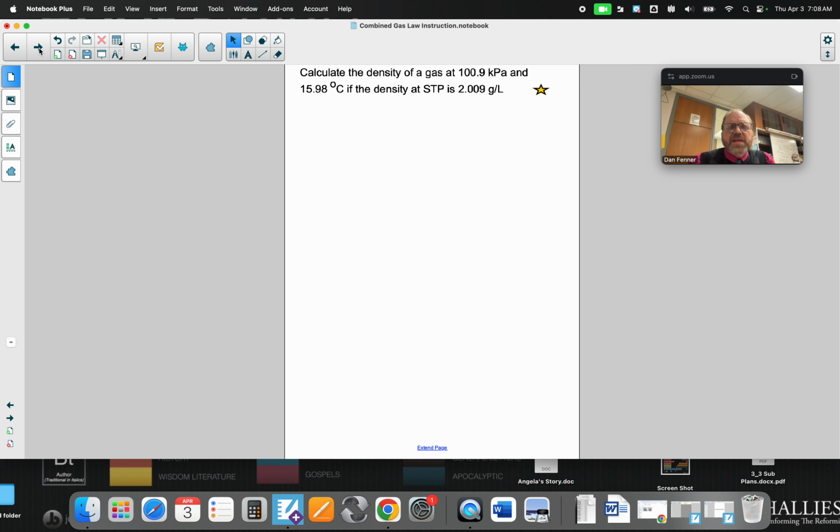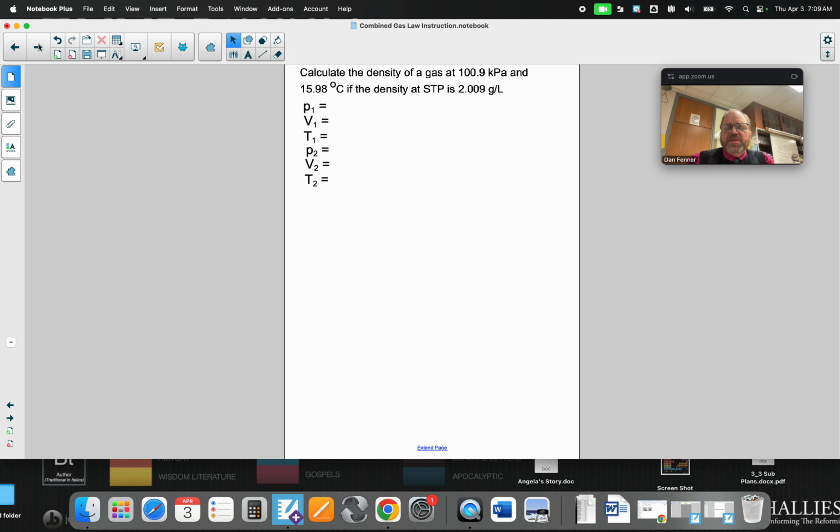Calculate the density of a gas at 109 kilopascals and 15.98 degrees Celsius if the density is at STP 2.009 grams per liter. Now, this one's different. It doesn't have volume and it has density. So how are we going to do that?